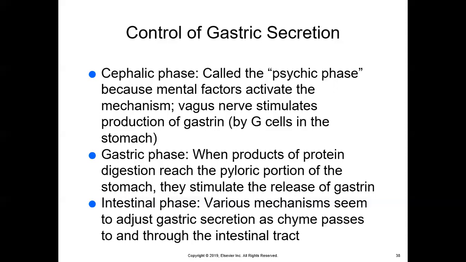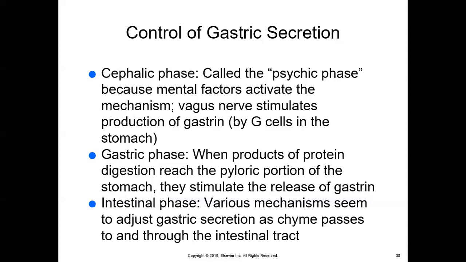Now, the control of gastric secretion. I want you to know these different phases, so definitely know these different phases. You have the cephalic phase. Cephalic usually makes reference to your brain. It's called the psychic phase because mental factors activate the mechanism. So the vagus nerve stimulates production of gastrin. Gastrin is produced by G cells in the stomach. Okay, so know that gastrin is produced by G cells in the stomach. And the cephalic phase of gastric secretion is the psychic phase.